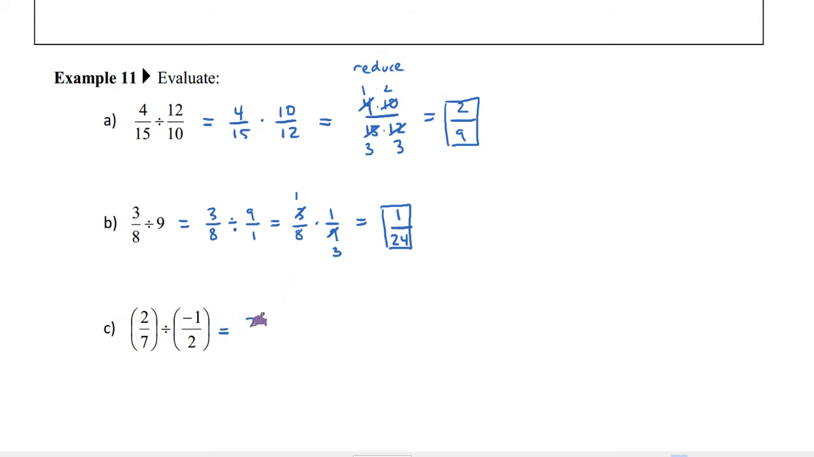Continuing, so 2 over 7 divided by negative 1 over 2. Well, we'll just do the reciprocal of this, so then it'll be multiplied by 2 over negative 1. And now no real reduction here, but 2 times 2 is 4, and 7 times negative 1 is negative 7.